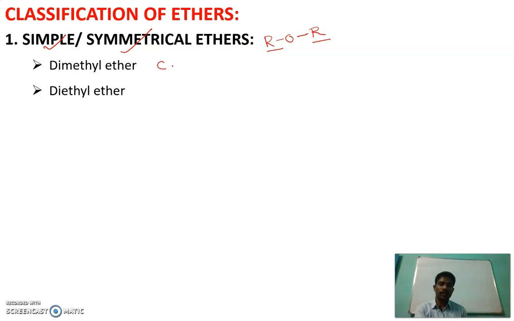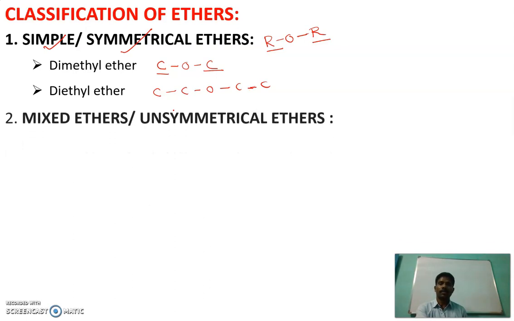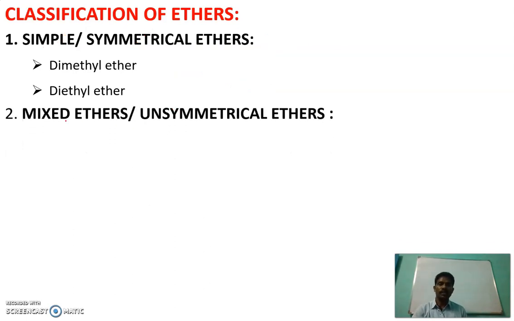The structure for dimethyl ether is this. The two alkyl groups are the same, so it is a symmetrical ether. Next, the structure of diethyl ether is this. Clear? Next, let's go for mixed ethers.